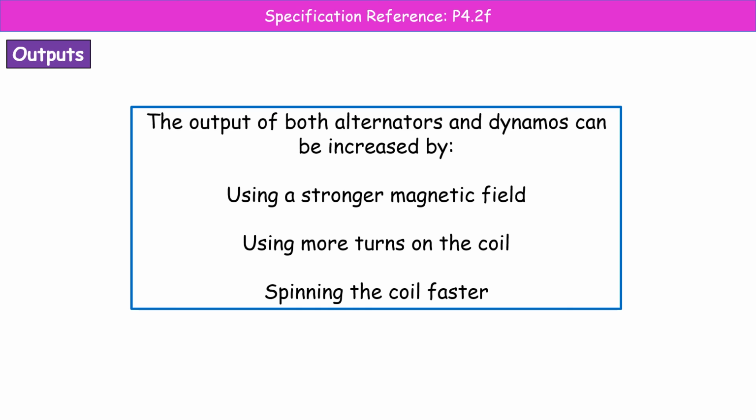In terms of how we could increase the output of either an alternator or a dynamo, the same things apply. We can use a stronger magnetic field, use more turns on the coil, or spin the coil faster. Any of those three will increase the output of an alternator or a dynamo, whichever one you happen to have.